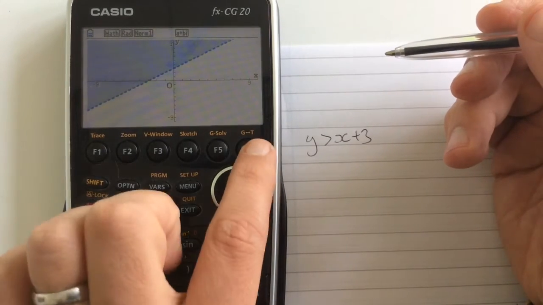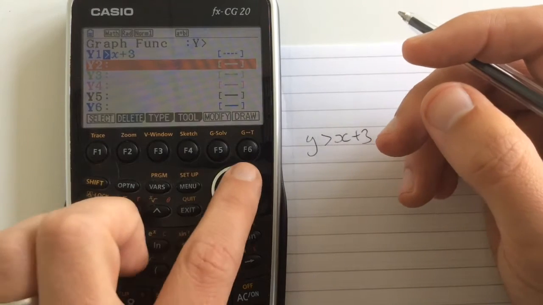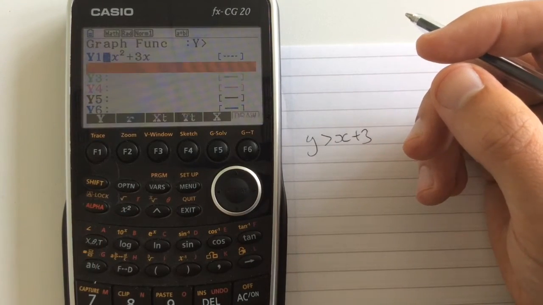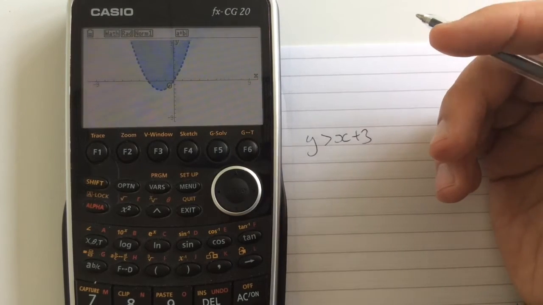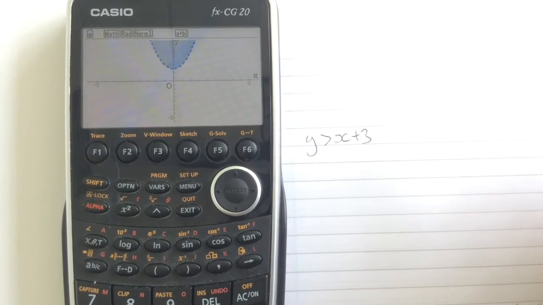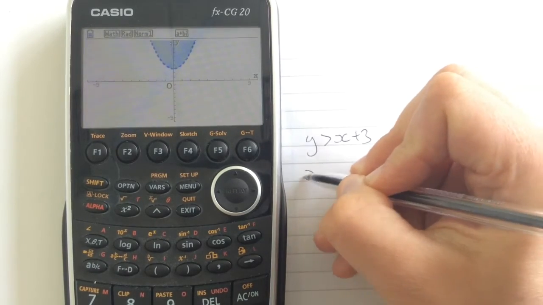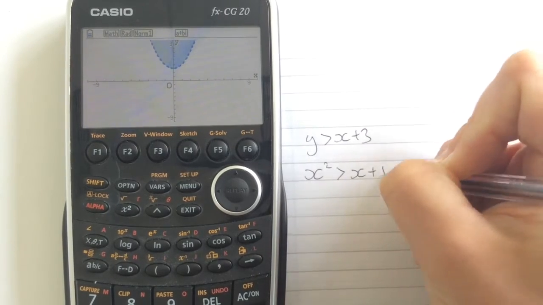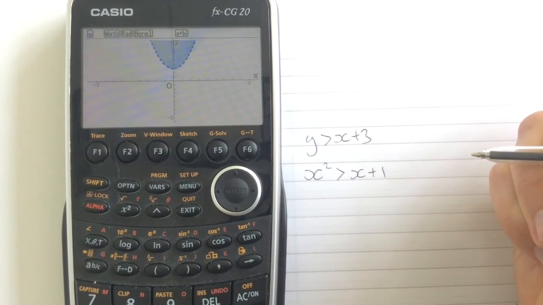And of course, what we can do is represent any type of expression that we want, x squared plus 3x, or whatever it might be, draw it, and it will still be able to work out where y is greater than that graph. Of course, you may have some other problem where you want to evaluate something like where is x squared greater than x plus 1. Now there's two ways of doing something like that.